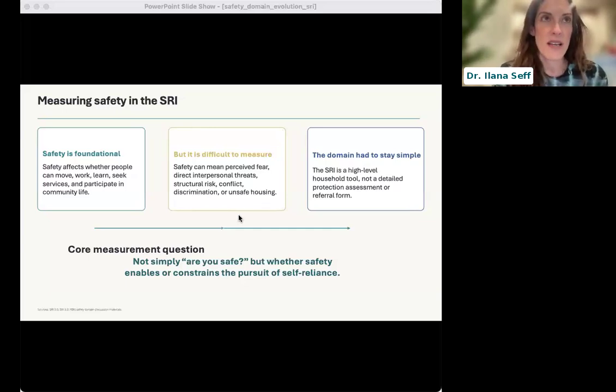And I just also want to reiterate that what we're interested in here is not just safety, but also understanding how safety impedes self-reliance.